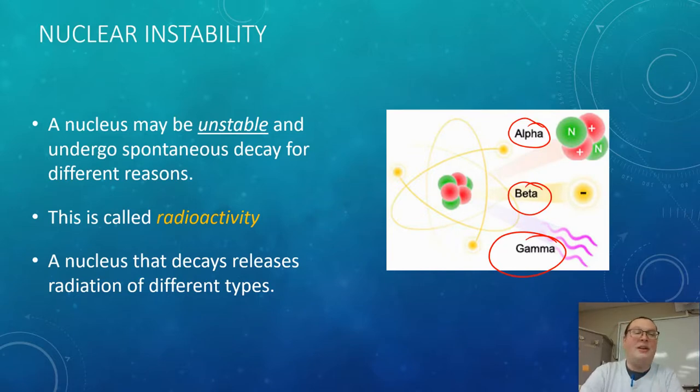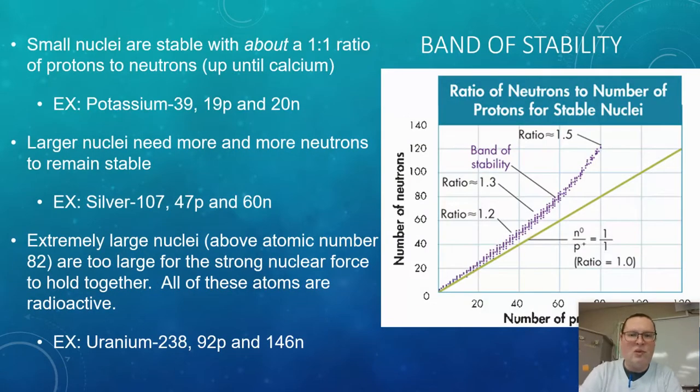is unstable, it is going to decay. We can't always predict when, but we can predict that it will happen. Okay, let's get into talking about the band of stability here. So the band of stability is the graph that you kind of see on the right side there, and I'll jump into an explanation for it in a little bit here.